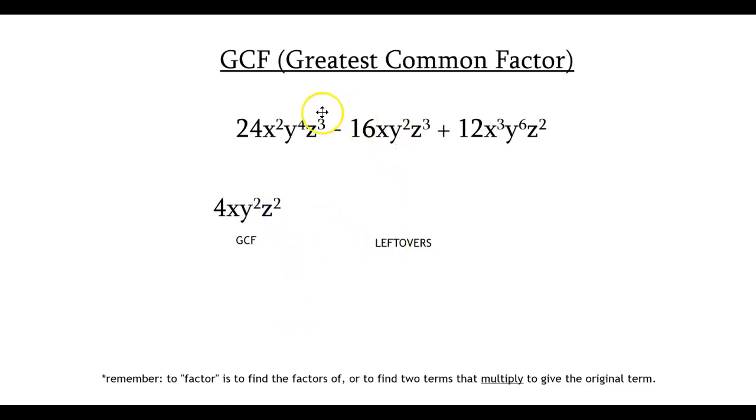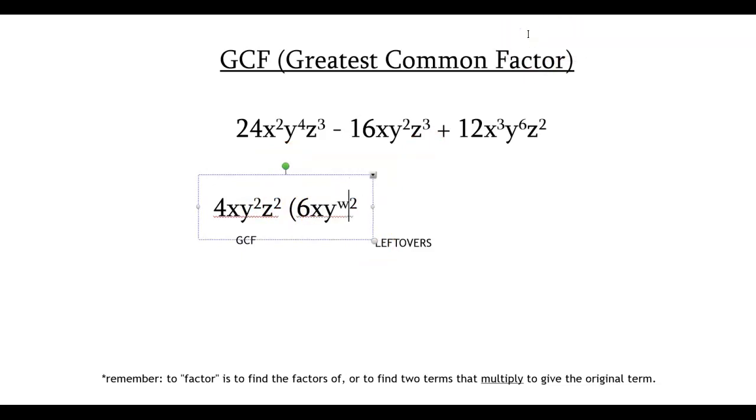In order to figure out the leftovers, I'm just going to divide the numbers by each other and then each of the variables by each other by subtracting the exponents. Okay, first leftover. I know that 4 goes into 24 6 times. So my number for this term is going to be 6. And then x to the second power and x to the first power, 2 minus 1 is 1. So it's going to be x to the first power, just x. Now y to the fourth power, y to the second power, 4 minus 2 is 2. So this should be y to the second power, y squared.